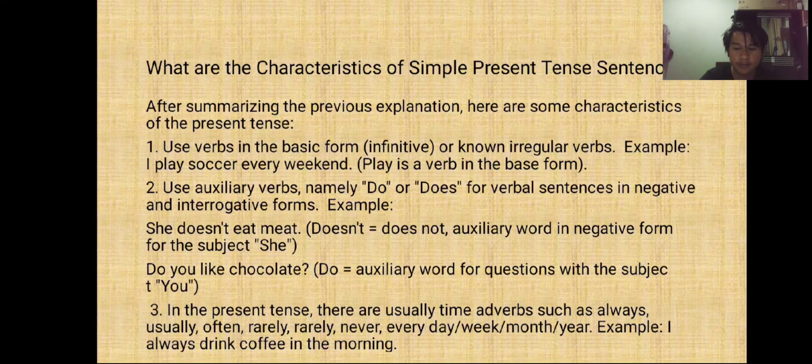Number 3. In the present tense, there are usually time adverbs such as always, usually, often, rarely, never, every day or week or month or year. Example: I always drink coffee in the morning.